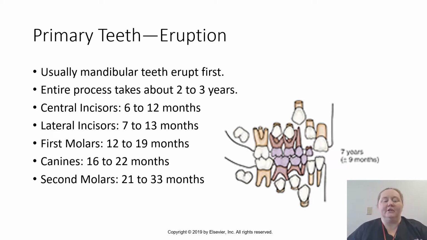Primary teeth eruption. The entire process takes 2 to 3 years. The central incisors generally are erupting at 6 to 12 months. The lateral then come in, and those are 7 to 13 months. Then the first molars, the canines, and the second molars, okay? And you can see the months there.